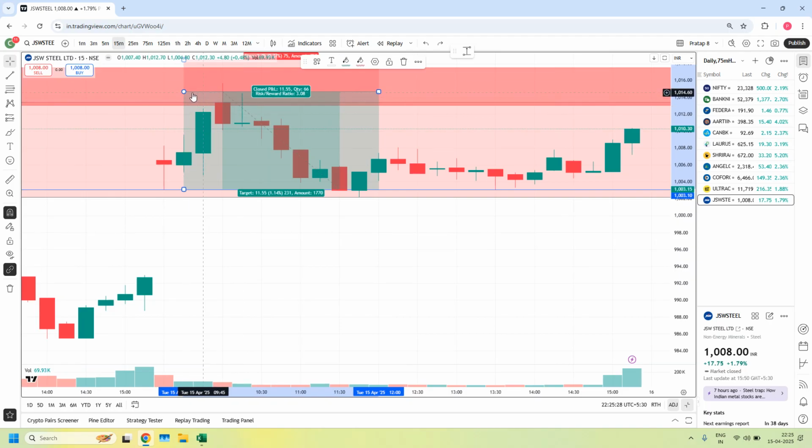Your fine-tuned entry should be close to this. See here, my fine-tuned entry is somewhat close to the proximal line. Not even in the middle of this zone. But if you cross the middle of the zone while fine-tuning, or go close to the distal line, better avoid those trades. Ignore. Look for trades in some other stock, because you have so many other stocks there. You may get trade opportunities in some other stock.